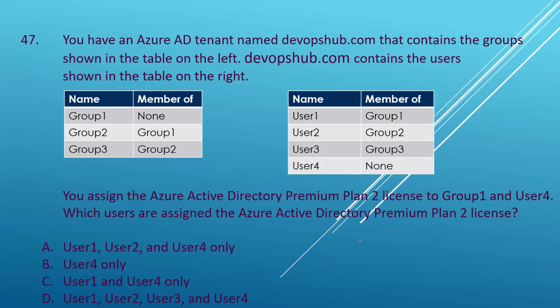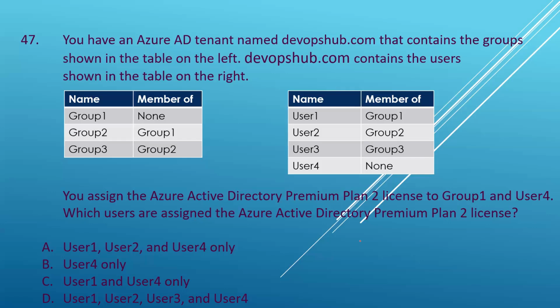Now, whenever dealing with Azure Active Directory license assignment to a nested group, you need to remember that assignment to nested groups is not supported. If you assign a license to a group, then it will only be applied to first level members of the group. Again, I repeat, it will only be applied to the first level members of the group. In this case, it is assigned to user 4 and group 1. So user 4 will get it assigned.